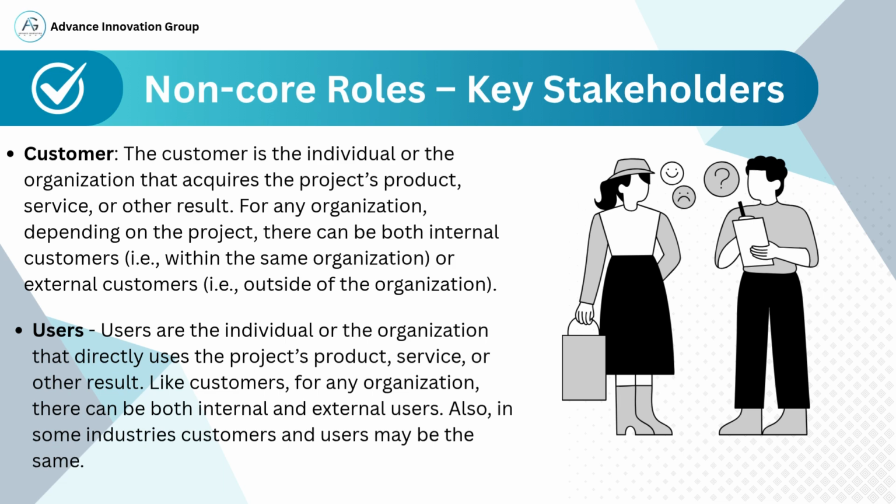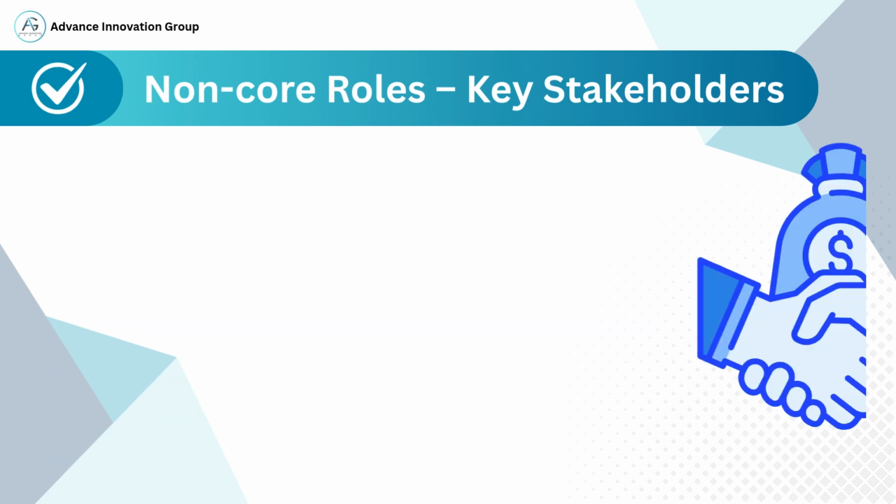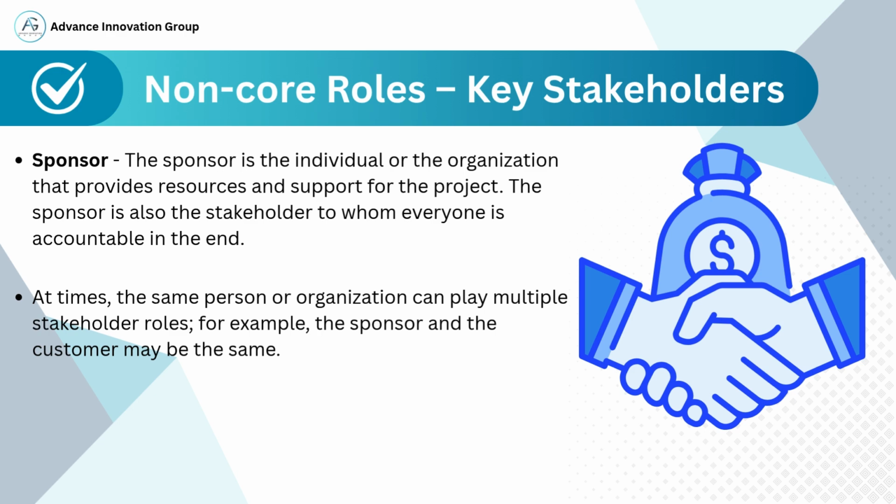Next, the user. Users are the ones who will actually use the product or service created by the project. They can also be internal or external, depending on who will interact with the final outcome. In some industries, like software or mobile apps, the customer and user may be the same person or entity. Understanding this distinction is crucial because the needs of customers and users can be different, and Scrum teams must address both. Let's now understand the role of the sponsor as a key stakeholder in Scrum projects.